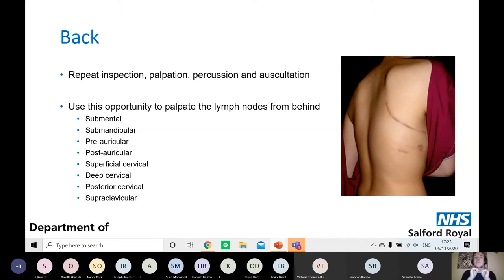And I would go submental, submandibular, preauricular. I would then come down the anterior cervical chain, do the supraclavicular, and then I would go posterior cervical, postauricular to occipital at the back. And that's how I would normally do it. But as long as you're doing it in a way that is methodical and looks like you know what you're doing, you'll be absolutely fine.